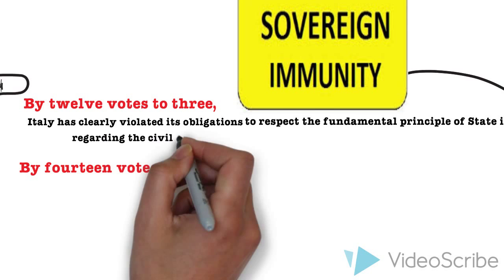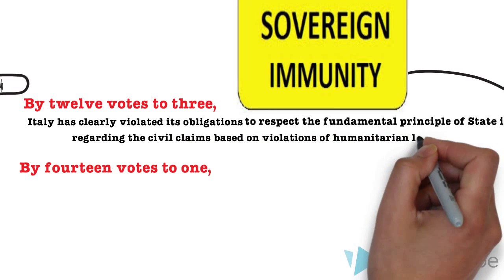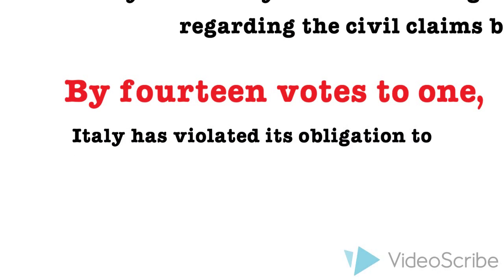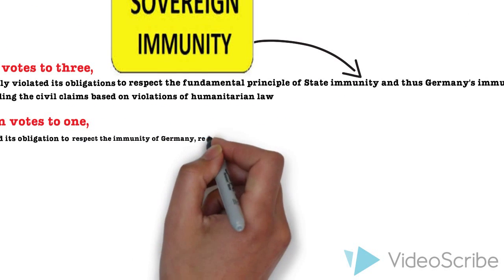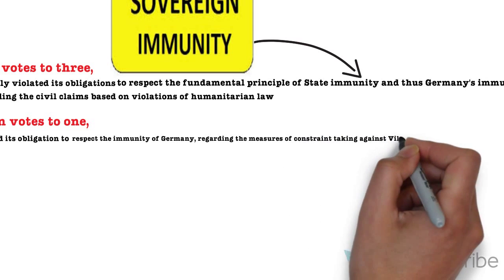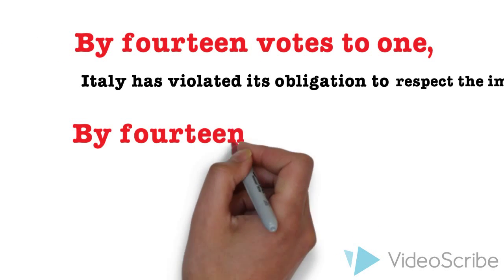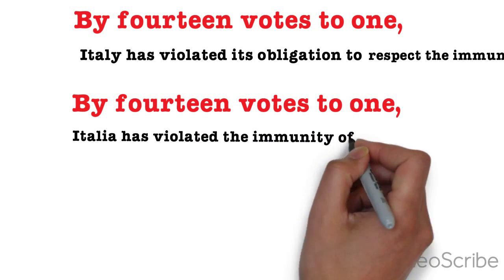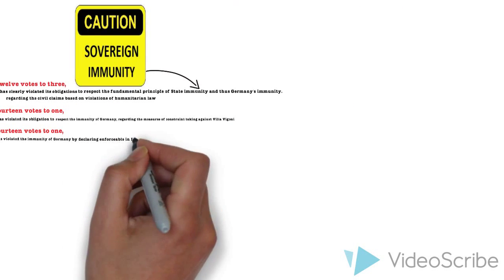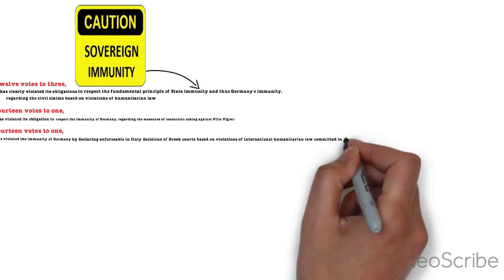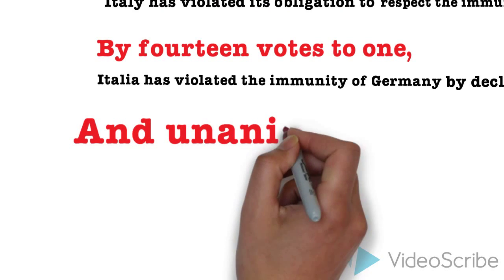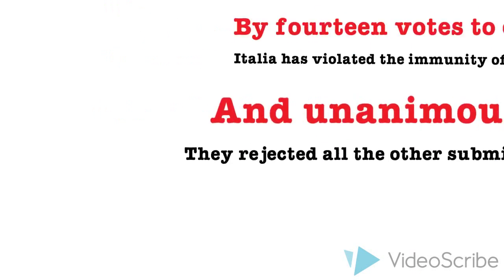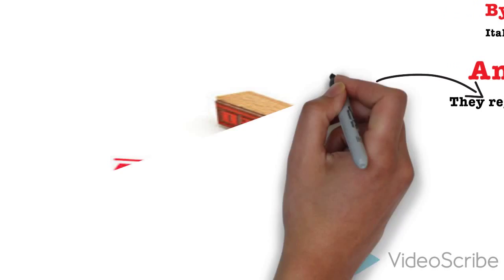By 14 votes to 1, Italy violated its obligations to respect the immunity which Germany enjoys under international law by taking measures of constraint against Villa Vigoni, which is German property. By 14 votes to 1, Italy also violated its obligation to respect the immunity which the Federal Republic of Germany enjoys under international law by declaring enforceable in Italy decisions of Greek courts based on violations of international humanitarian law committed in Greece by the German Reich. Unanimously, the court rejects all other submissions made by the Federal Republic of Germany.